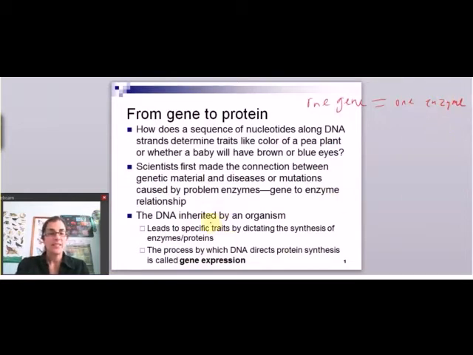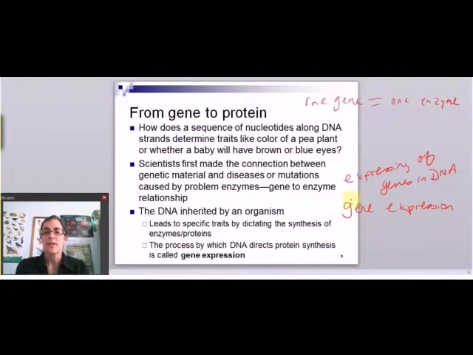And so they realized that the DNA leads to specific traits by controlling the production or synthesis of enzymes and more generally proteins. And this process is called gene expression. So this is the expressing of genes in the DNA. So you have your instructions. When you read those instructions, the readout of that is the protein, and the protein is what leads to traits.